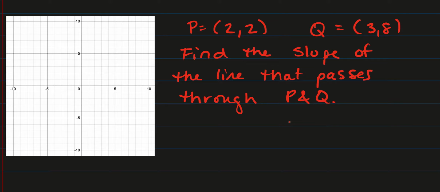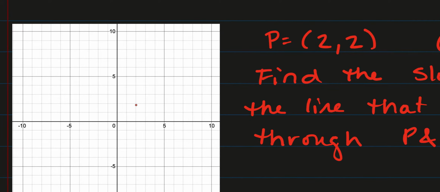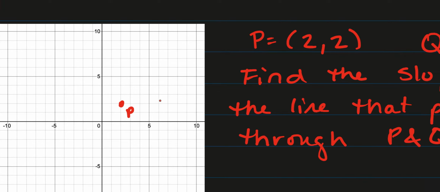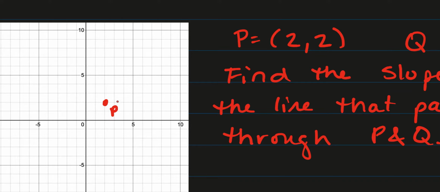You don't have to actually draw this to find the slope, but I'm going to draw it just so we can visualize it. So I'm going to put 2, 2 and 3, 8 on this graph. So let me zoom in. 2, 2 is right here, so that's the point P. And the point Q was 3, 8. So here's 3 and up 8. So 5, 6, 7, 8, right here.